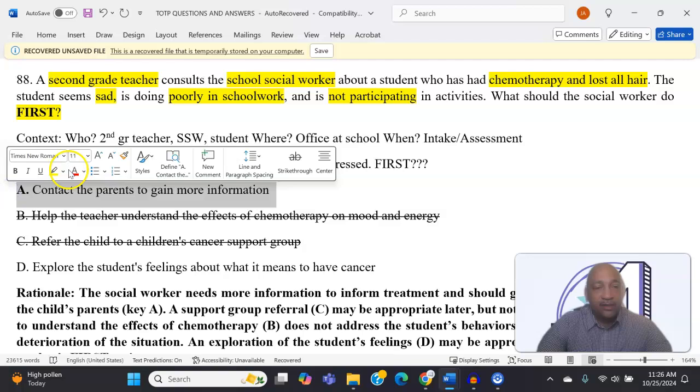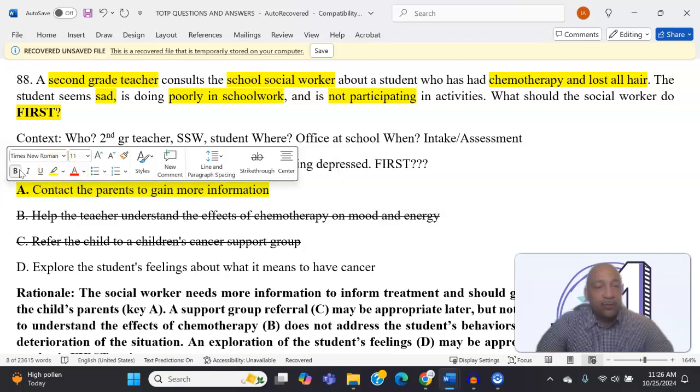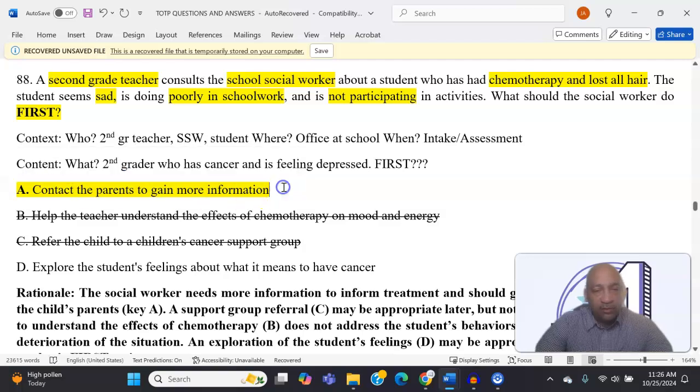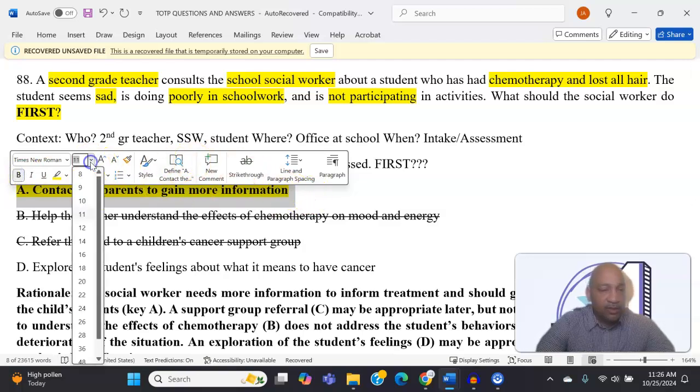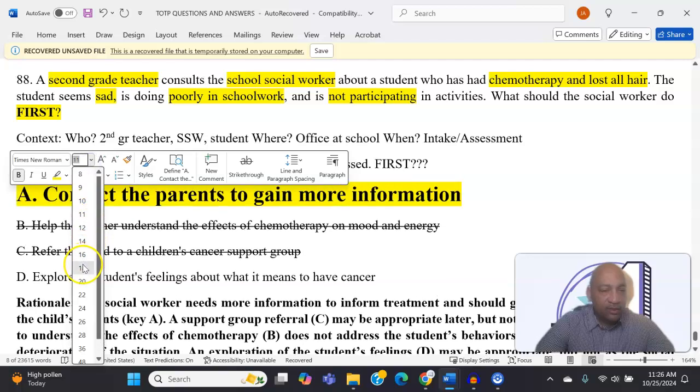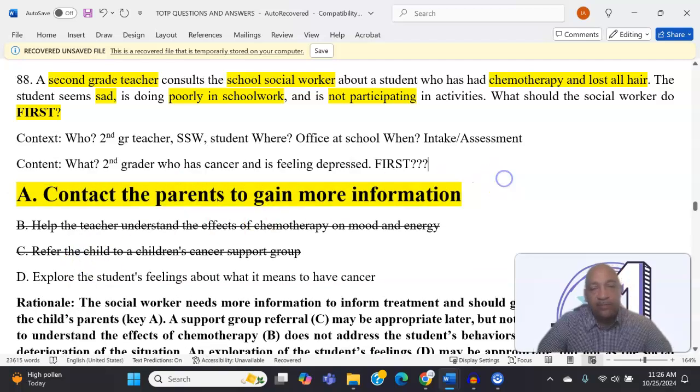This is the key. So we'll put it in bold here as well. Can we put it in bold? I guess there we go. And we'll even make it bigger so that everyone knows that this is the key, right?